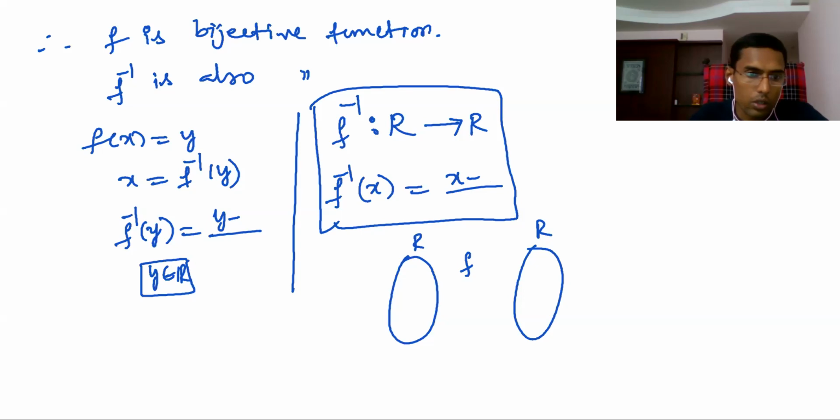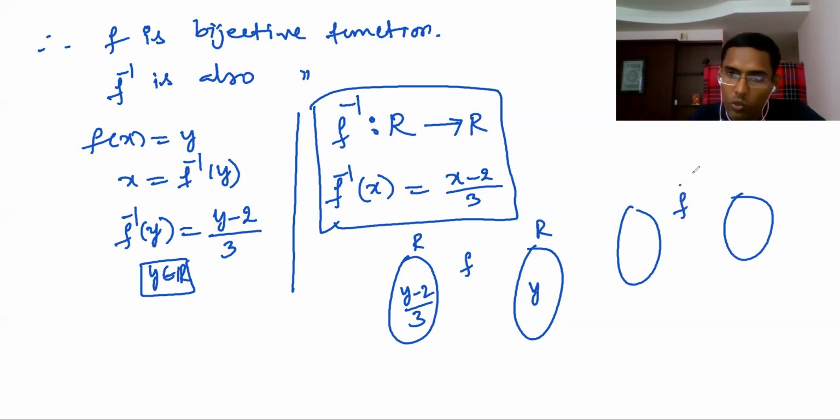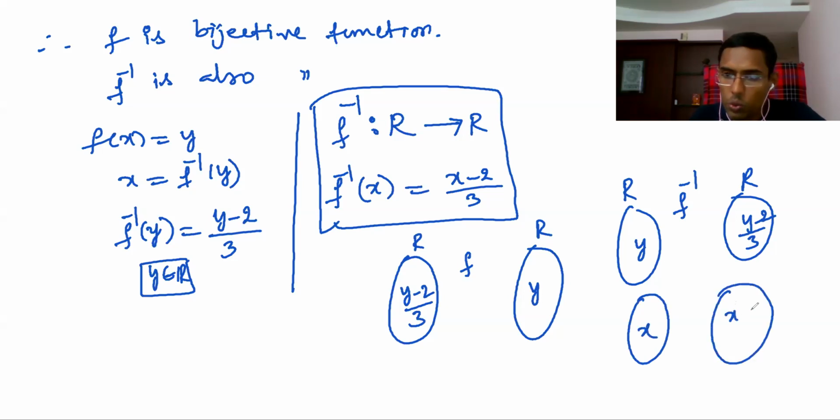Okay, all right. So (y - 2)/3. Already we know this: if you take y, its pre-image is (y - 2)/3. But here, if I take f inverse, what will happen? If I take f inverse, this is B and this is A, and this is y here, then (y - 2)/3 is here. If you take x in the place of y, this becomes (x - 2)/3.